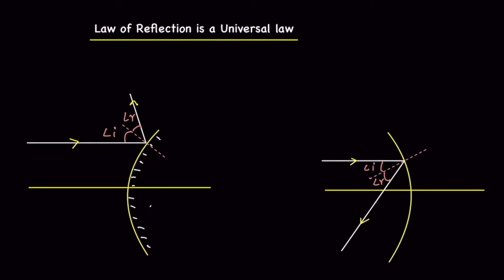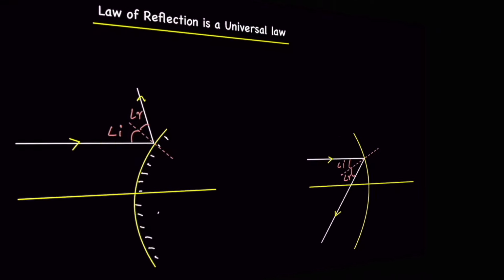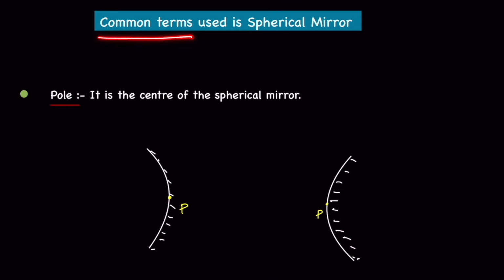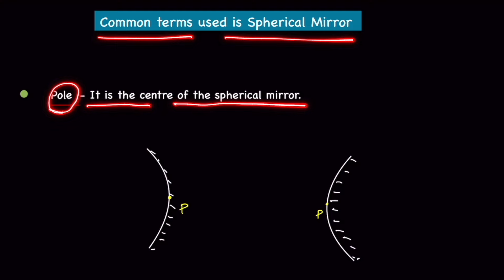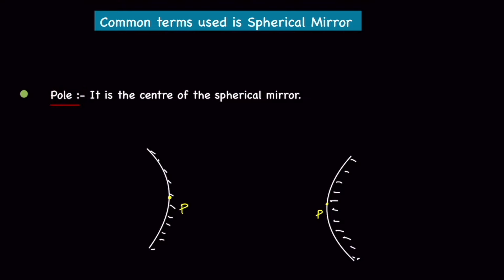Now we will study the common terms used in the spherical mirror. So in common terms used in the spherical mirror, first we will see the pole. It is the center of a spherical mirror. If you have any spherical mirror, like this concave mirror, the center of this mirror is called the pole. Similarly, for a convex mirror, the center of it is called the pole.